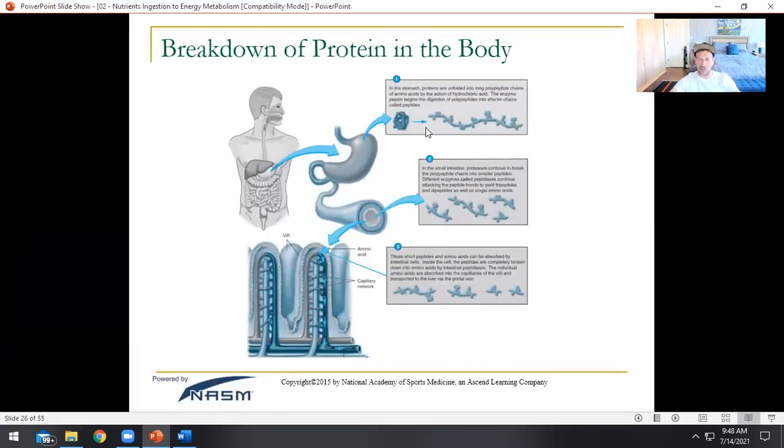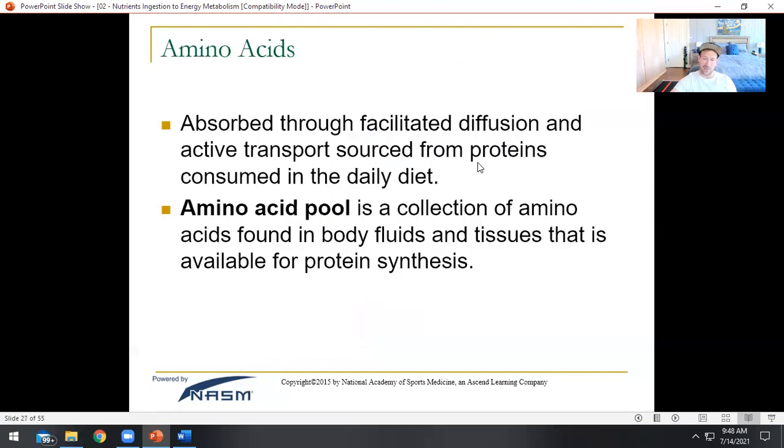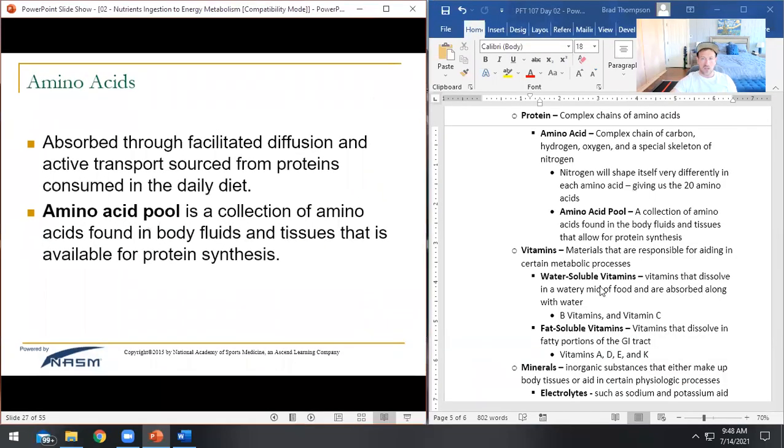You can see what that looks like right here. Imagine that's an amino acid, that's another one, that's another one. We can break each individual amino acid off, and now it can be absorbed by our bloodstream. So again, we're breaking down proteins into amino acids so that those amino acids can be absorbed into the blood.